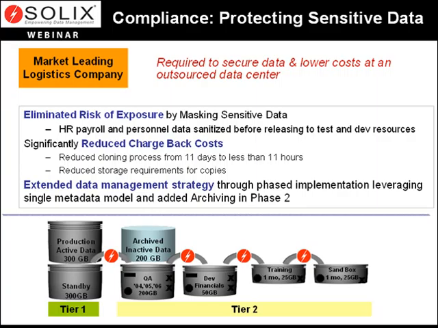And because we automated the cloning process and removed all of the manual steps, we were able to take their process from 11 days down to less than 11 hours. We also reduced their storage requirements by approximately 50%. So they saw an immediate payback because their chargebacks from the outsourced data center were significantly reduced. And that was all done as a part of phase 1.